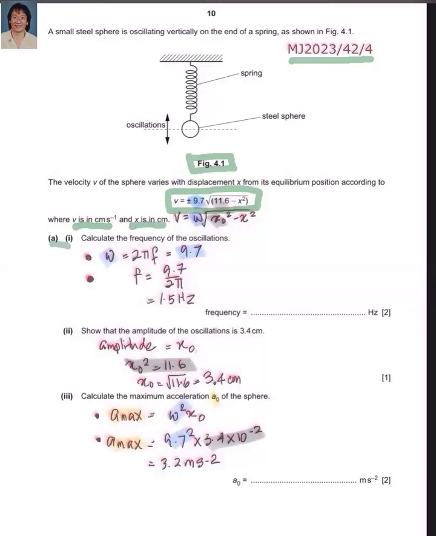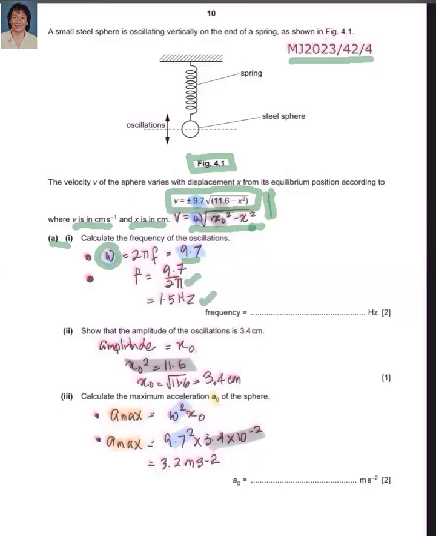Part 1, calculate the frequency of the oscillation. To calculate the frequency of the oscillation, you must first find omega. To find omega, you must compare the equation which is given to you to v equals omega square root of xo squared minus x squared, where omega equals angular frequency or angular velocity. Xo is the amplitude or the maximum displacement. x is the displacement. So comparing the two equations will give you omega equals 9.7. Therefore, f equals 9.7 divided by 2 pi, which will give 1.5 Hertz.